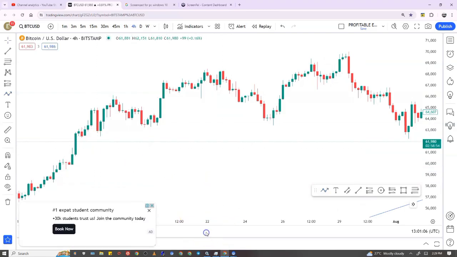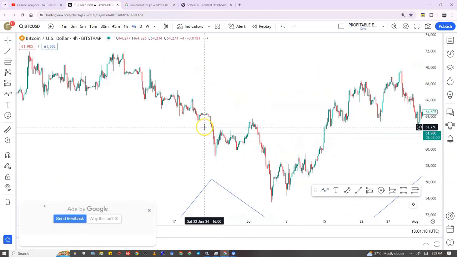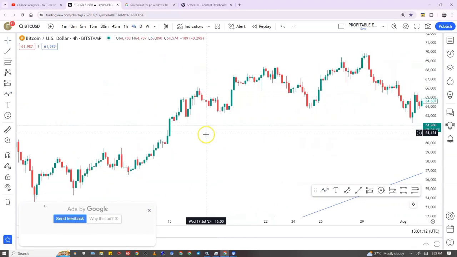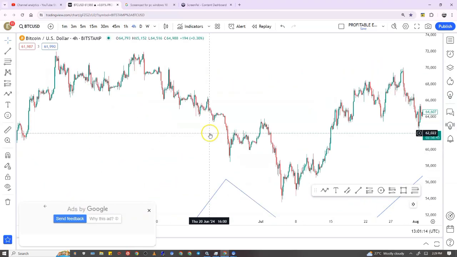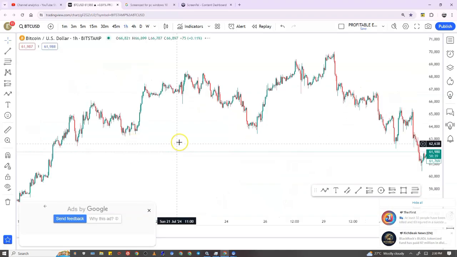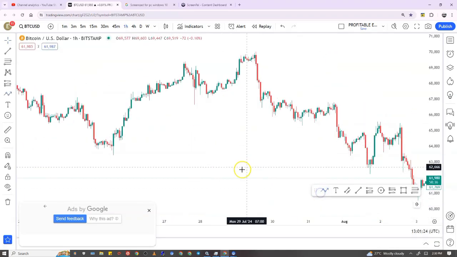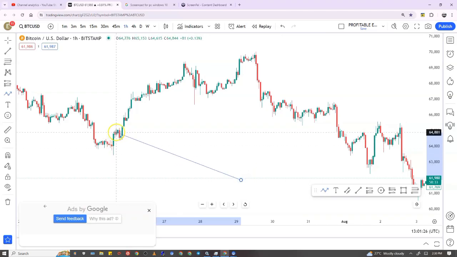I'm trying to make it easy so you can understand. So when the market is on an uptrend, you will see something like this: higher high, higher low, higher high, higher low, higher high, higher low, higher high.